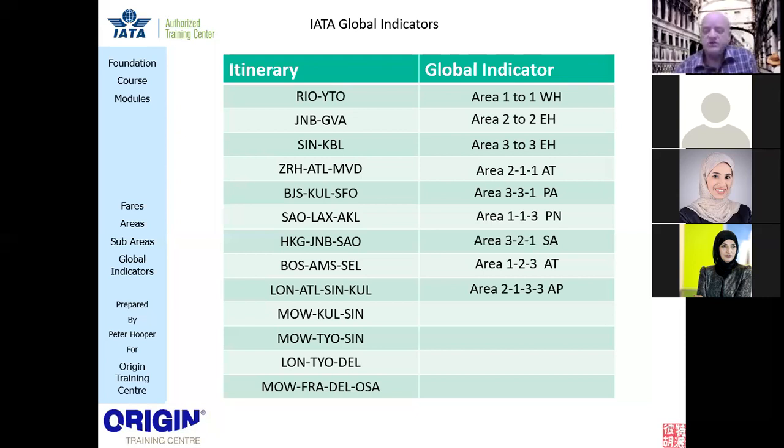What's the next one to try? FE. For FE, I need Russia or the Ukraine with a direct flight to Area 3. Moscow, Kuala Lumpur. Is Kuala Lumpur in Area 3? Yes. So I have got European Russia or the Ukraine, and I have got a direct flight to Area 3. So the global indicator is FE.